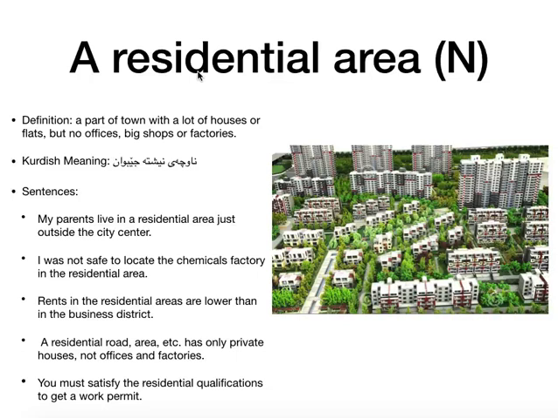So the first phrase is a residential area, and this is a noun. It means a part of town with a lot of houses or flats, but no offices, big shops, or factories. So, like this picture, this is a residential area. There's a lot of flats and houses, but you don't see shops and factories and offices. It's just a residential area. It's an area where residents live.